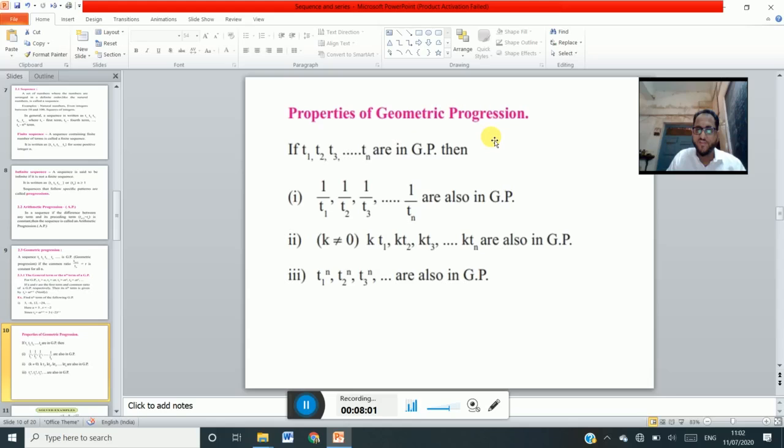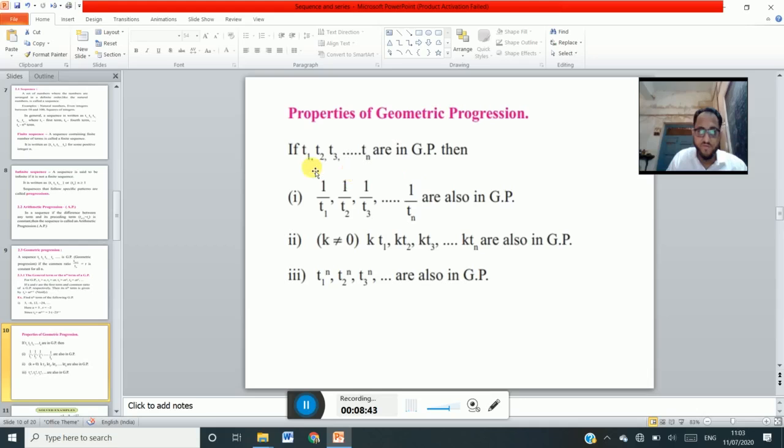The properties of geometric progression. Some properties of geometric progression: if T1, T2, T3 up to Tn are in GP, then 1 by T1, 1 by T2, 1 by T3 up to 1 by Tn are also in GP. If this is in GP, then their reciprocals also form a GP. The first property is this. The second is: K not equal to 0. K is any constant but not equal to 0. Then K into T1, K into T2, K into T3 up to K into Tn are also in GP.